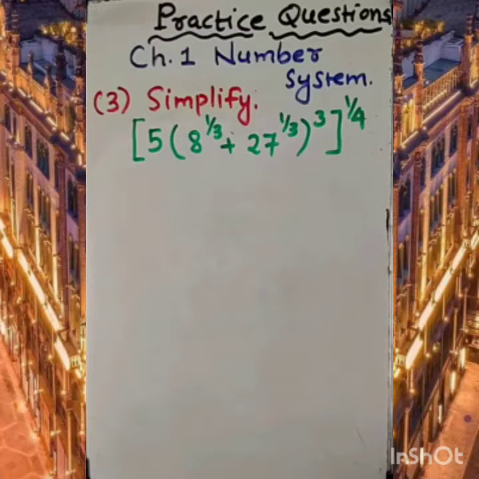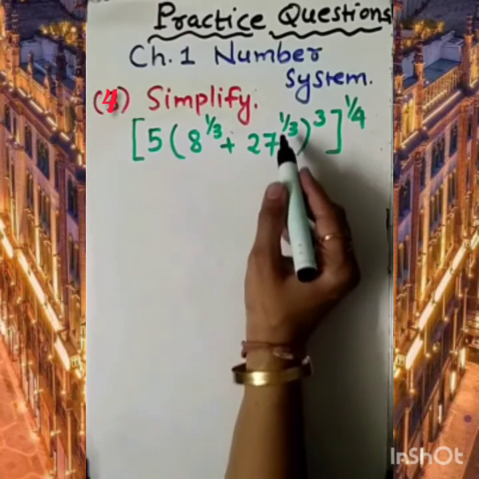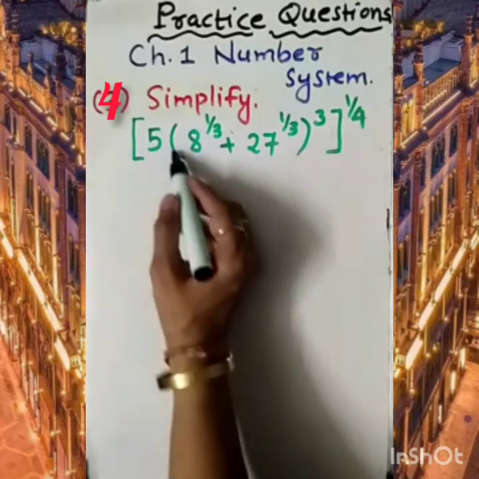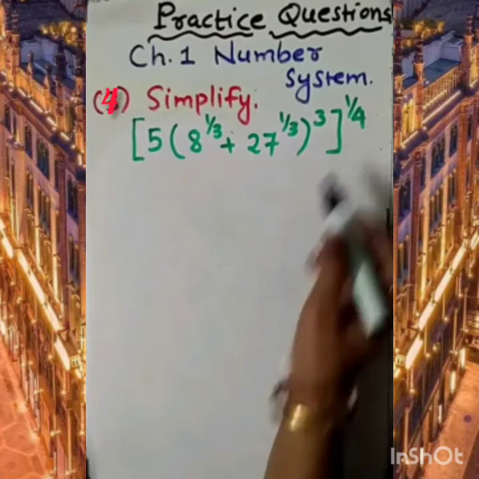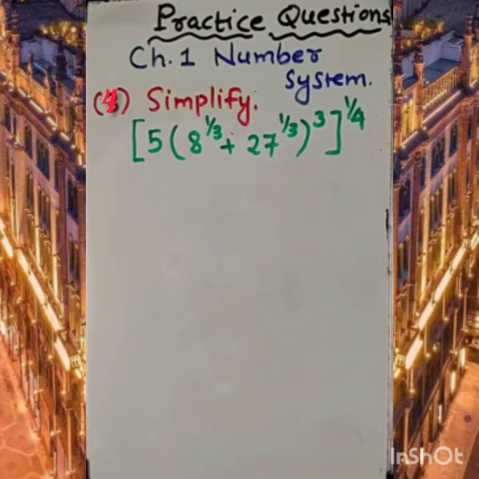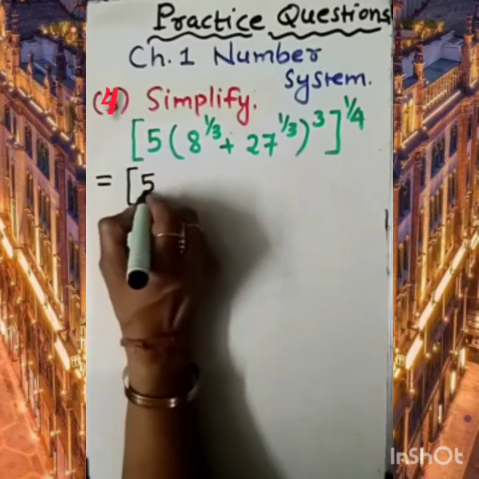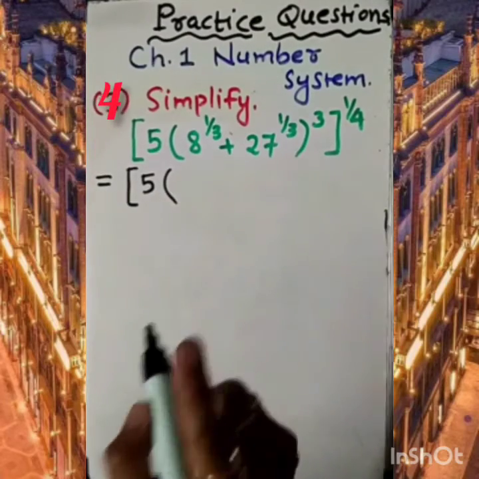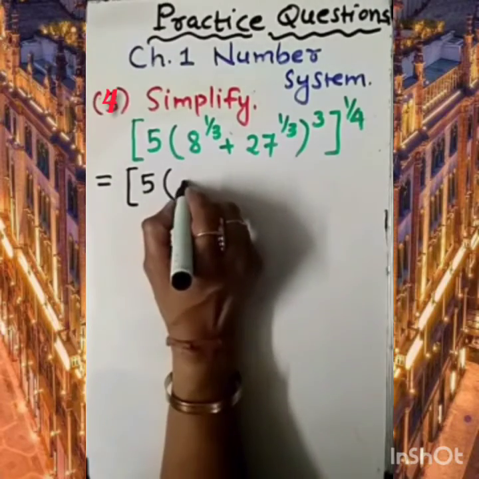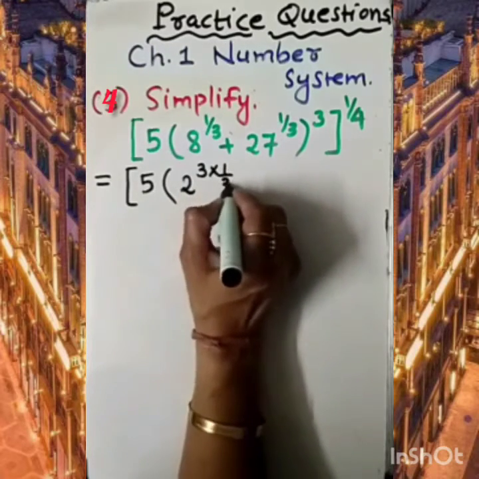So my dear student, in the practice question, one more question from Chapter 1 we are taking, that is simplify. Okay. The question is 5 in the bracket, 8 to the power 1/3 plus 27 to the power 1/3, whole to the power 3, and the square bracket to the power 1 by 4. Okay. Let's see how to solve. Let's start. Equal to sign is compulsory to write. This is 5. Now, as all of us know, 8 can be written as 2 into 2 into 2, that is 2 cube. Agree? And the power 1 by 3 is already there.